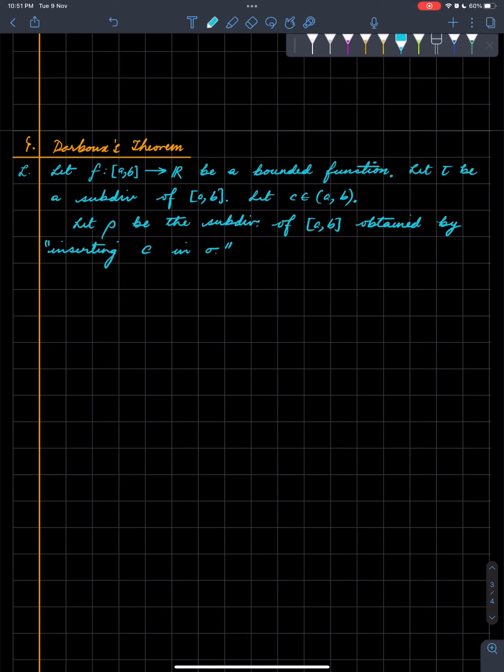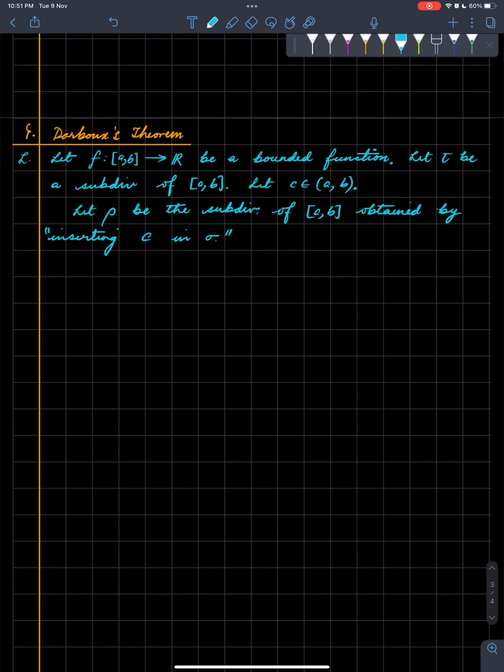And what we want to show is the following. So let the supremum of this thing be at most k. Then since f is bounded, this is some real number. I mean, the supremum is some real number. So let's say it is at most k. So then we want to claim that the two upper sums are not very far apart.